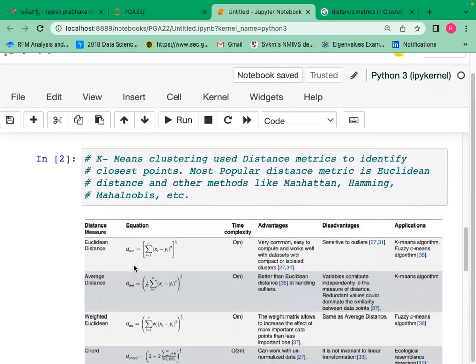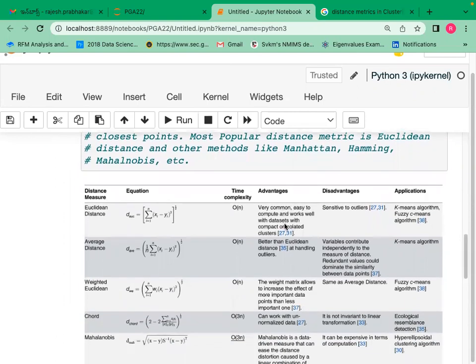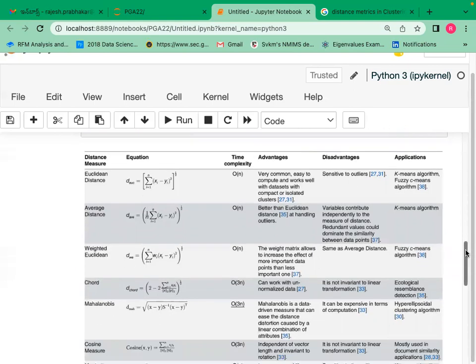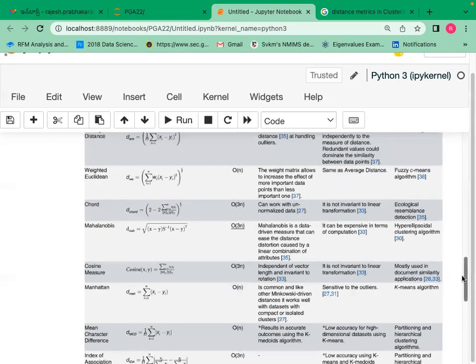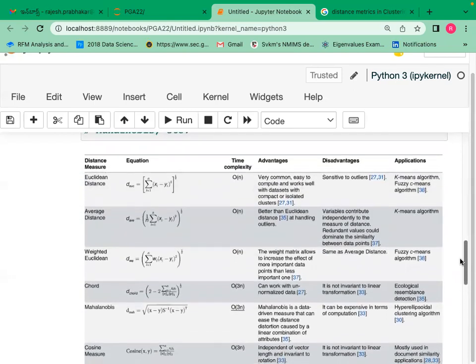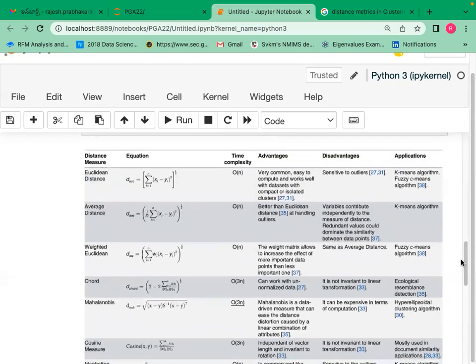In k-means, we use mostly Euclidean. It is very easy to compute, but it is sensitive to outliers. The only problem with Euclidean distance is it is sensitive to outliers. Manhattan is also there, which we have used too, but it is also sensitive to outliers. So outliers are an issue in distance metrics.